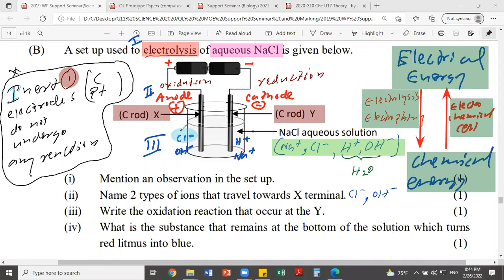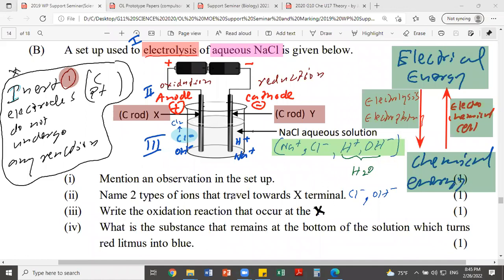Cl2 gas. What is the oxidation reaction? Cl minus becoming Cl2. So I'll write the oxidation reaction that occurs at Y. Can you make a small correction here? It can't be Y, it should be X. Can you please write that X? Make it X here. Otherwise, oxidation cannot happen in Y. It's a printing mistake.